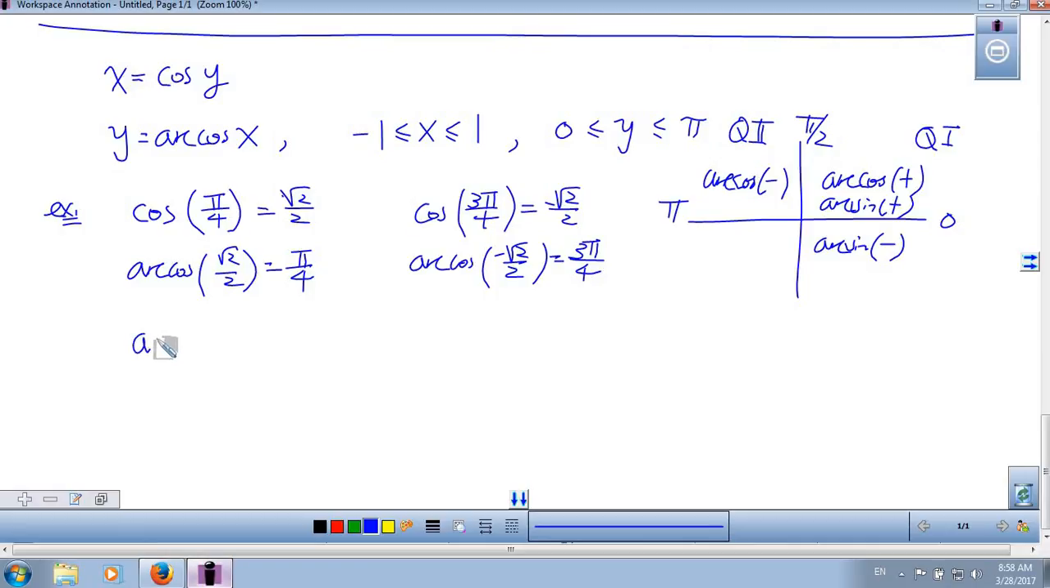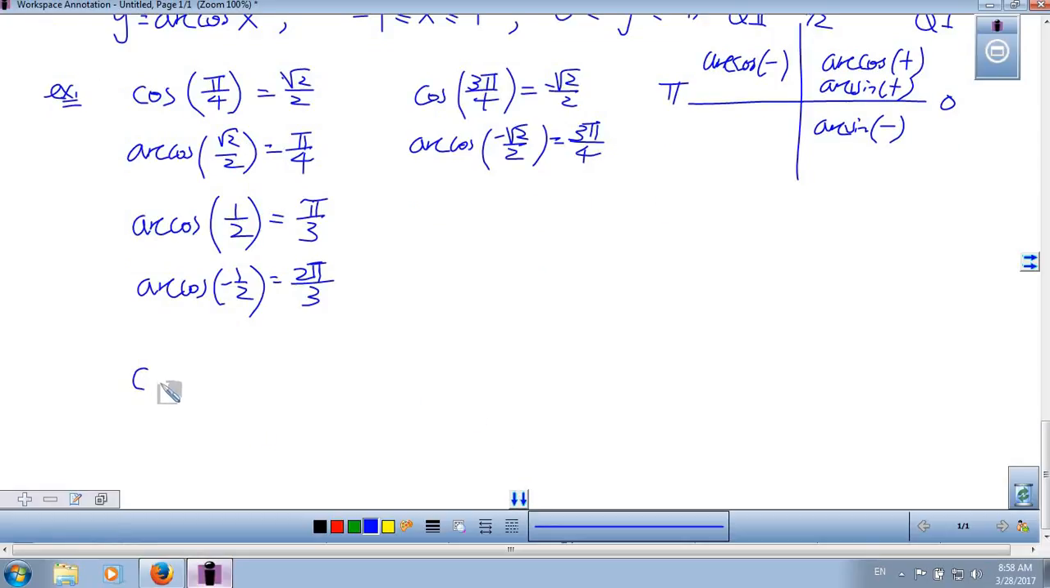All right, let's do another one. How about arccosine of 1/2? We're going to be looking in quadrant 1 because the input is positive. So the angle in quadrant 1 that has a cosine of 1/2 should be pi over 3. What about arccosine of -1/2? That would be 2 pi over 3, because that's the second quadrant angle that has a cosine value of -1/2.